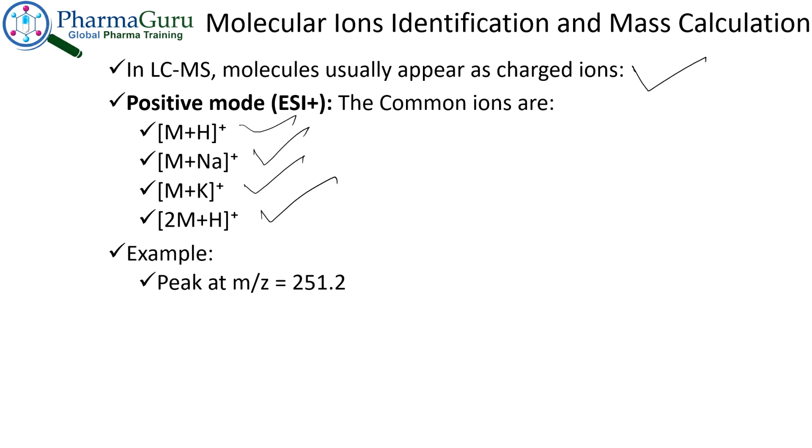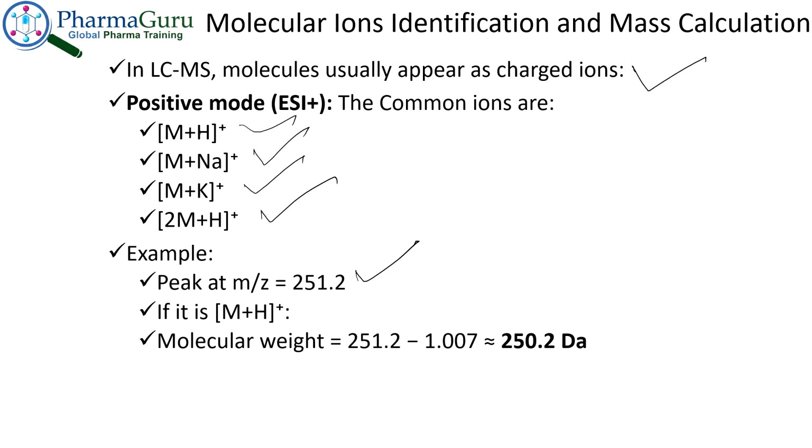Suppose M by Z is 251.2. It means M plus H is 251.2. Then what will be M or mass? M will be 251.2 minus the mass of hydrogen, which is 1.007. In this case, the molecular weight or molecular mass will be 250.2 Da. Similarly, the mass of other pharmaceuticals or compounds can be calculated in LCMS.